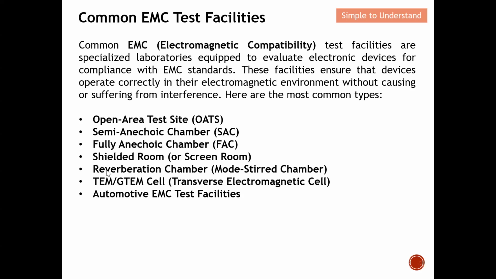Next we will have the reverberation chamber, which is the mode stirred chamber. Basically this is mainly for a very high electromagnetic field, for the radiated immunity test. Then we have the TEM and GTEM cell. Most of the time when we use this, the device needs to be very, very small, so we have this kind of constraint. And last but not least, the automotive EMC test facility. We are going to take a close look at all these 7 common EMC test facilities.